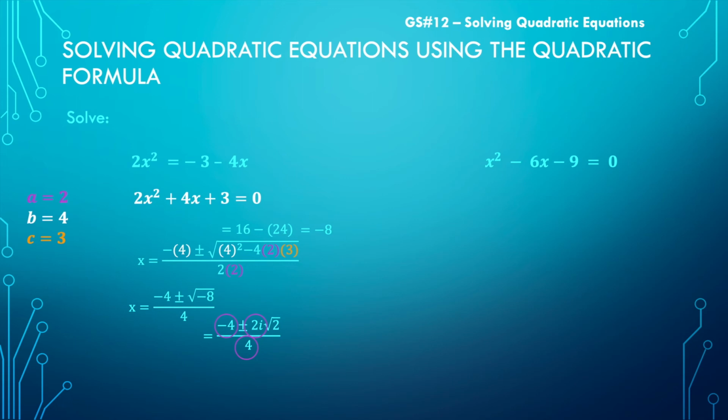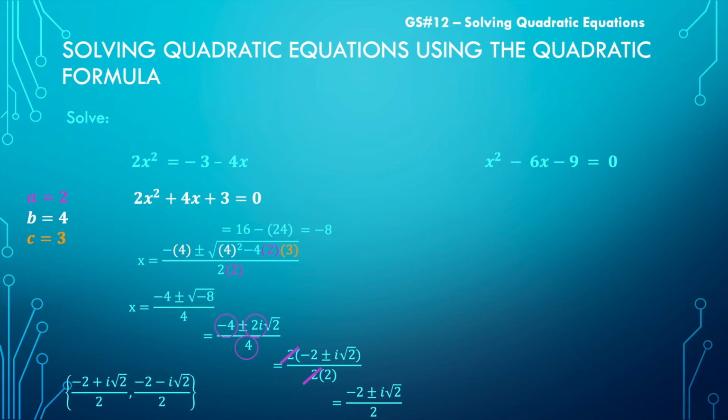So in the numerator, we would say 2 times negative 2 plus or minus i rad 2. And in the denominator, we would say that's 2 times 2. And then we would cancel out those common factors of 2. And our final answer would be negative 2 plus or minus i rad 2 all over 2. Write your solution set as 2 distinct answers, negative 2 plus i rad 2 over 2 and negative 2 minus i rad 2 over 2. And that will be our final solution.